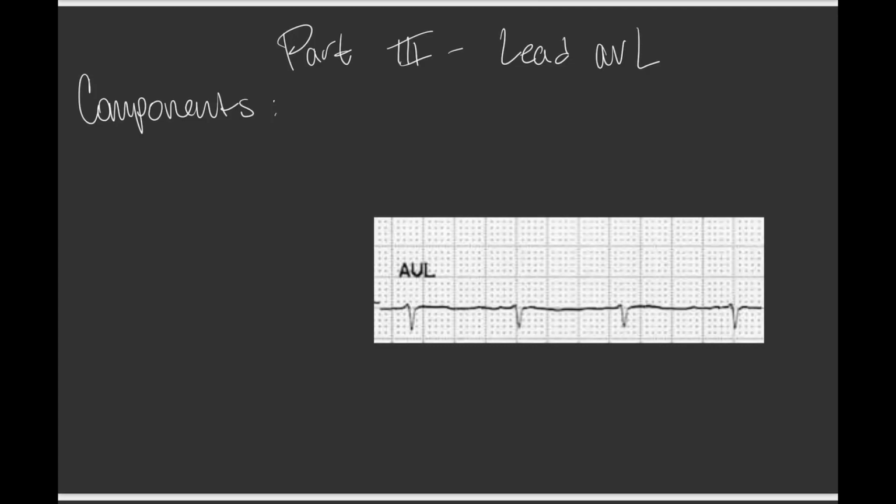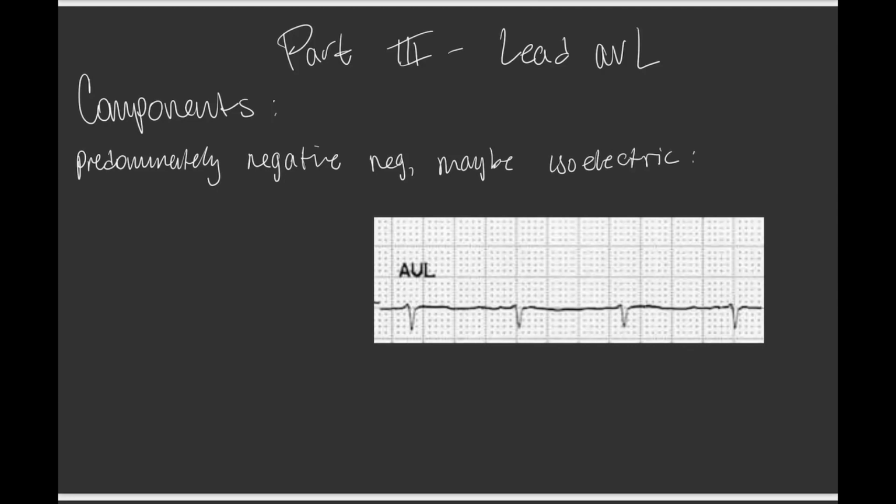AVL, predominantly negative QRS complex, that is. But it may be isoelectric. And isoelectric in this case means equal parts up as equal parts down. So the R wave and the S wave, or the Q wave and the R wave, are at equal heights.